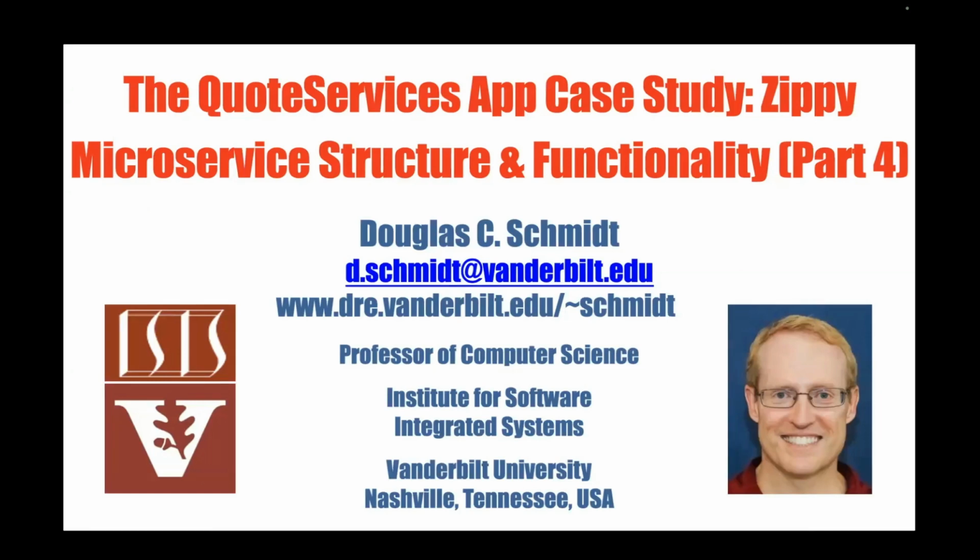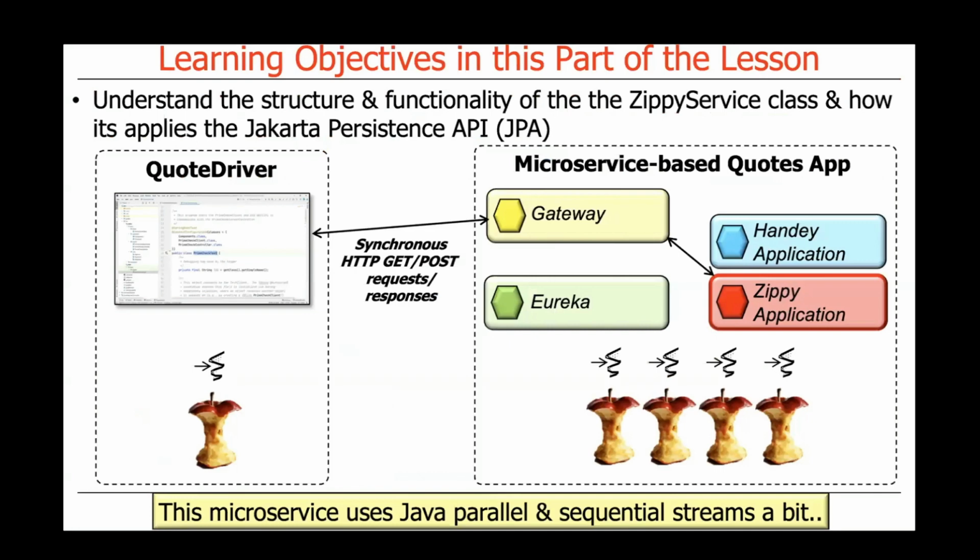So here we are finally at part 4 of the Zippy microservice structure and functionality. And here's where we're actually going to talk about how the Zippy service class is implemented and how it actually applies the Jakarta Persistence API. And when we look at the implementation, you'll see we have just a tad bit of Java parallel and/or sequential streams in one of the implementations.